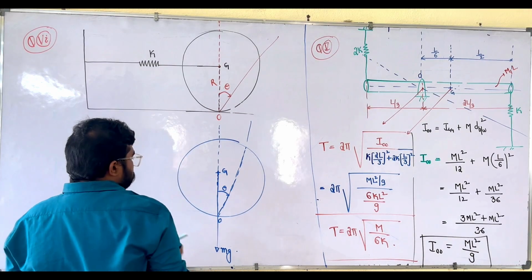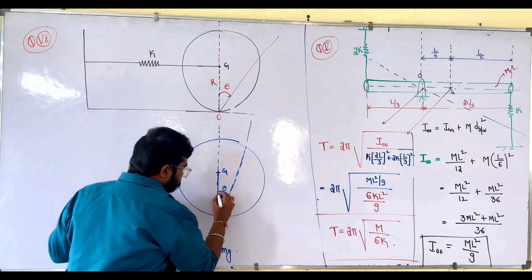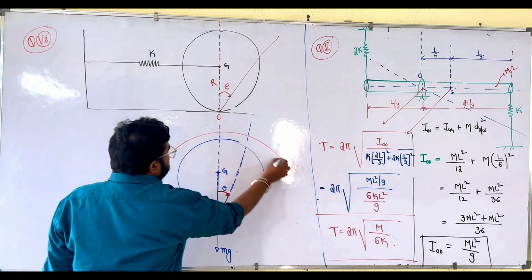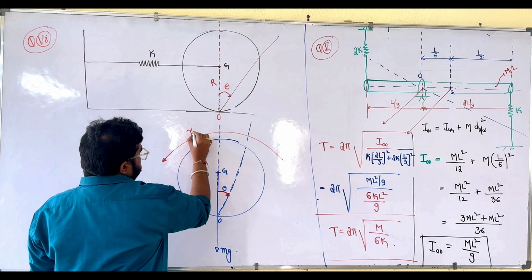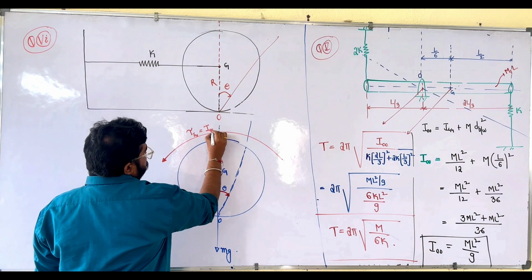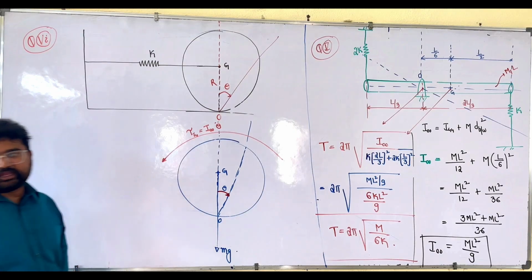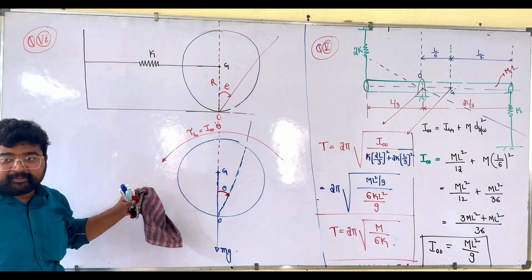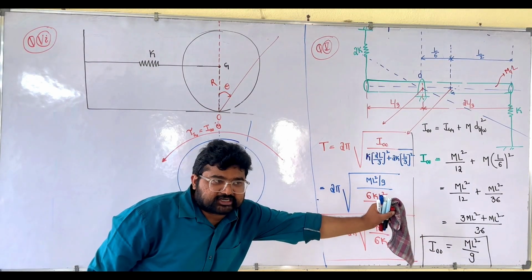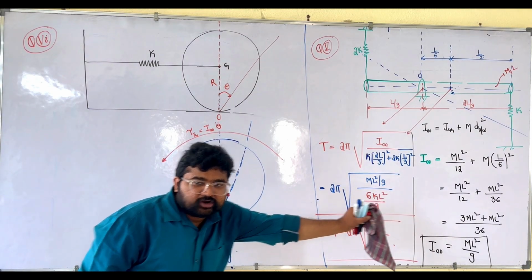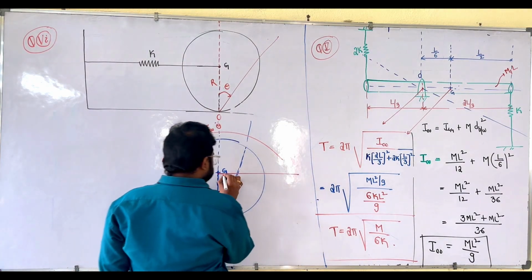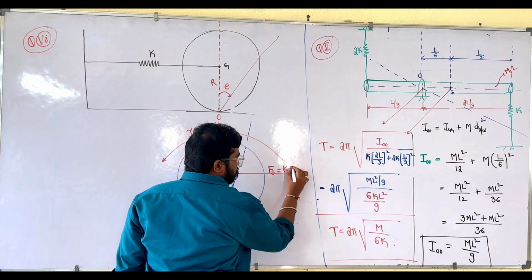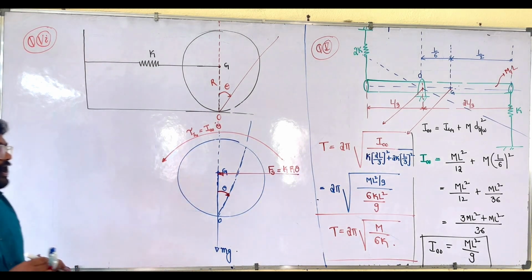Now tell me, if I give this kind of disturbance, inertia torque will be acting, I O O theta double dot. What is the deformation in the spring? Towards right, so the direction of spring force is towards left. This is the spring force. K into arc length, which is R into theta.